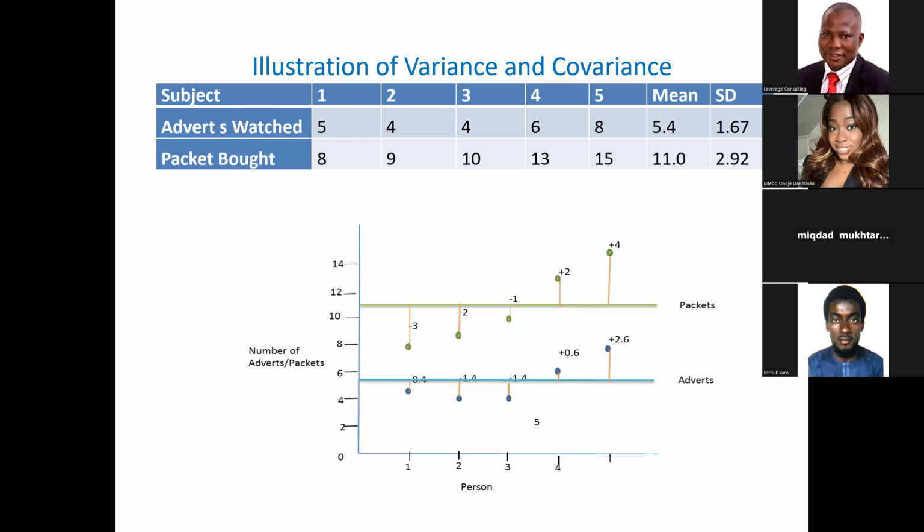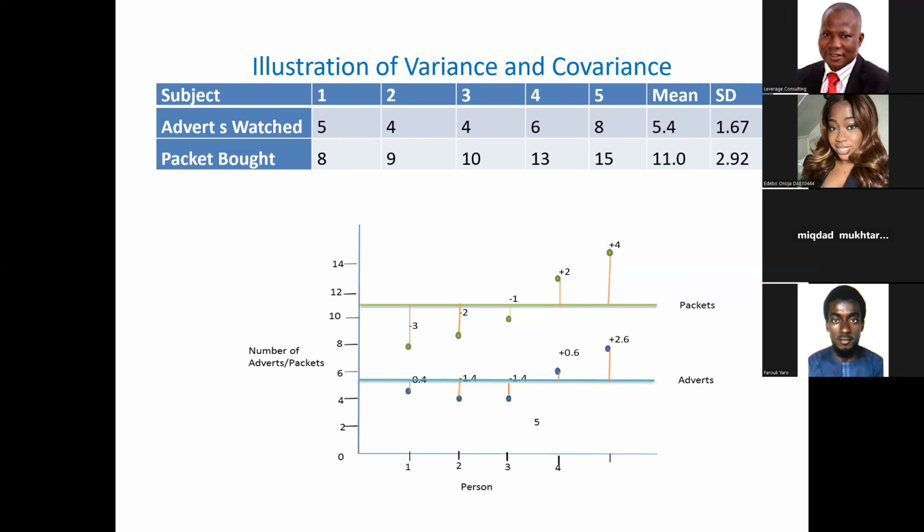It's the same thing with the number of packets bought. You know the mean is 11, and the first one bought 8, so it's far below 11. Can you see the distance between that one and the mean is -3. The second one bought 9, and the distance between 11 and 9 is -2. That is, 9 is less than 11 by 2. That's why it's minus. The third person bought 10, and it's just below by -1.